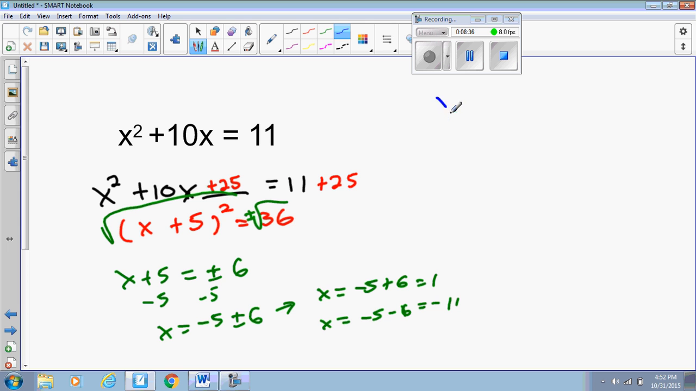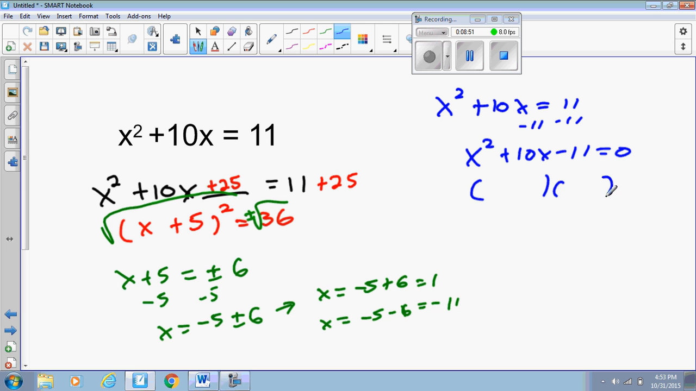Why didn't we just say x squared plus 10x equals 11 and subtract 11 from both sides to get everything equal to 0? Because we did that earlier: x squared plus 10x minus 11 equals 0, and then I can factor this. I have x and x, numbers that multiply to 11 and subtract to 10. That's going to be 11 and 1. The bigger number gets the plus sign, and the other one gets a minus. So now I have two things multiplied to equal 0, so x plus 11 equals 0, x equals negative 11, or x minus 1 equals 0, x equals 1.